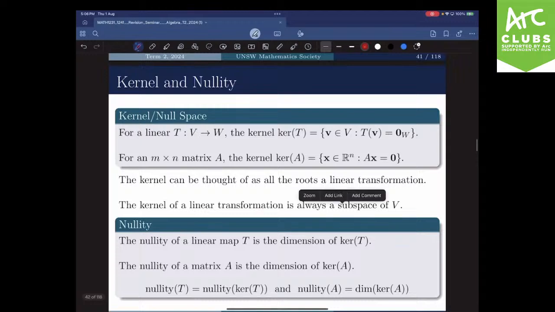And we'll go through a few more definitions here: kernel and nullity. For some linear map or some matrix, the kernel is just the set of all vectors that get you the zero vector, essentially. The kernel of a linear transformation is always a subspace of V, and the nullity is just the dimension of the kernel.